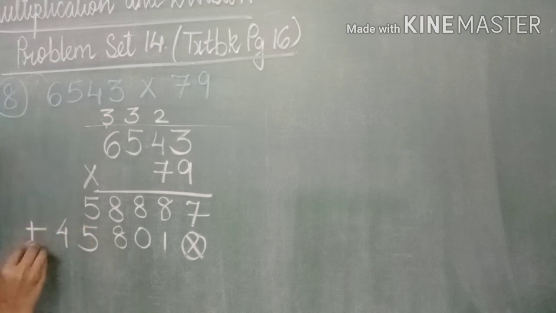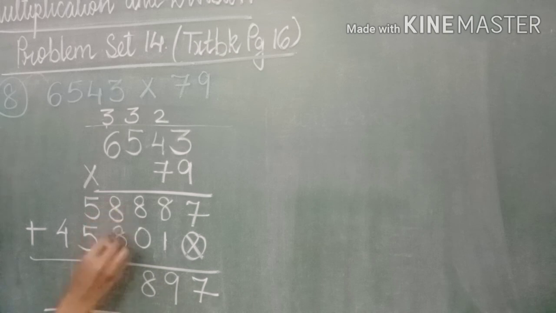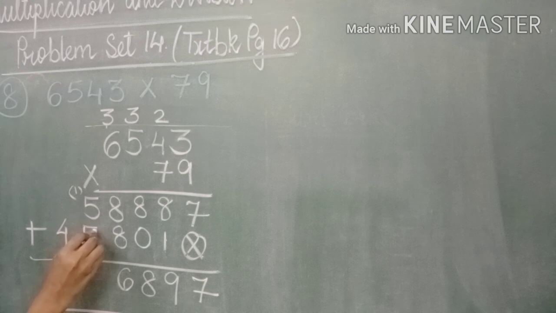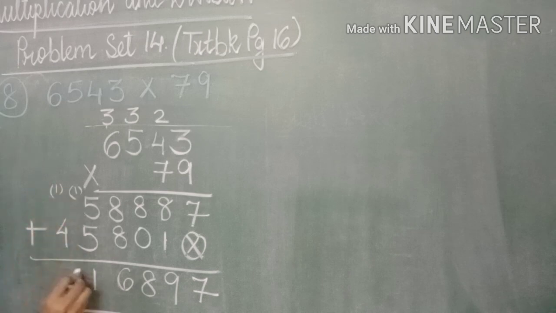We are going to do the addition, right everyone? So 7 plus 0 becomes 7, 8 plus 1 becomes 9, 8 plus 0 becomes 8, 8 plus 8 becomes 16. So 1 is carried up, 6 is written over here. 5 plus 5 becomes 10, 10 plus 1 becomes 11, 1 carried up, 1 written down. 4 plus 1 becomes 5.